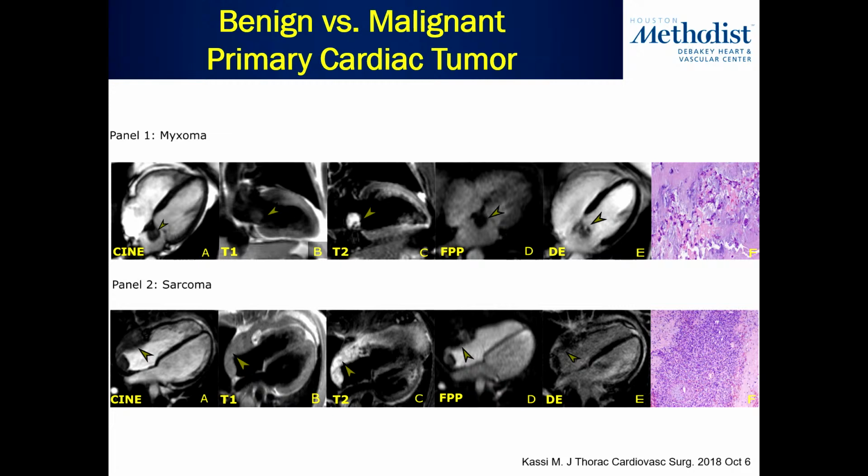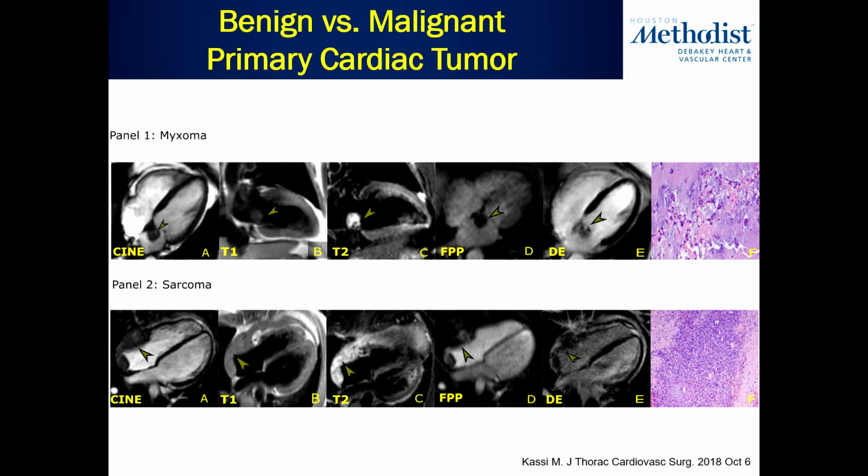Here were 2 cases of masses. In the first panel, you can see it's a pedunculated mass attached to the left atrial septum. And in the bottom panel, you can see this large mass in the right atrium, which seems to extend beyond the borders into the pericardium.